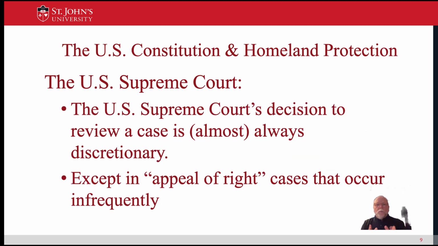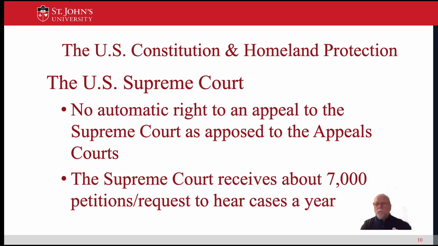The U.S. Supreme Court's decision to review a case is almost, except in the original jurisdiction cases, discretionary. There are certain cases that have an appeal of right, but for the most part, the Supreme Court does not have to take your case. There is no automatic right to an appeal to the Supreme Court, as opposed to the appellate courts. If you're in a district court, you have an automatic right to appeal to the appellate division, but there's no automatic right to appeal from the appellate division to the Supreme Court.